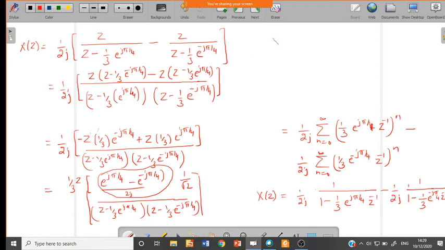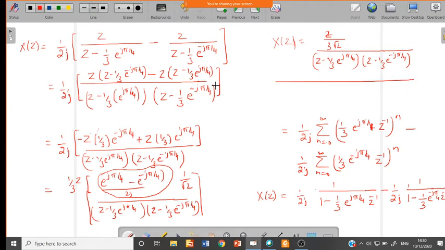So if we take that 1 by root 2, we can write X(z) equal to (1 by 3 into root 2) z, divided by (z minus (1/3) e^(jπ/4)) into (z minus (1/3) e^(-jπ/4)). So this is the simplified form of the z transform of the signal.